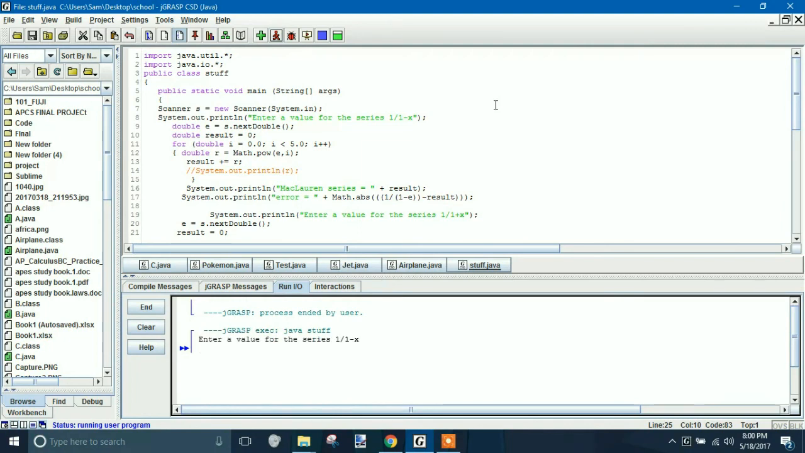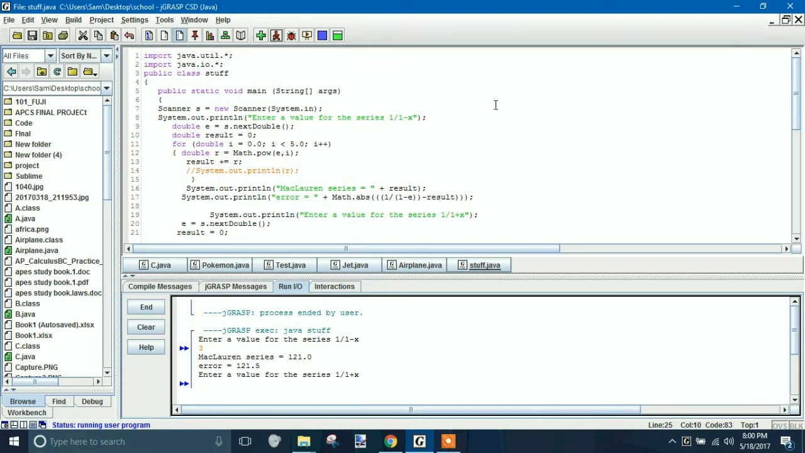So the first thing it asks us to do is enter a value for the series 1 divided by 1 minus x, which you should recognize as base. And we're going to put in the number 3. And you can see it gives us the full Maclaurin series and the error value.